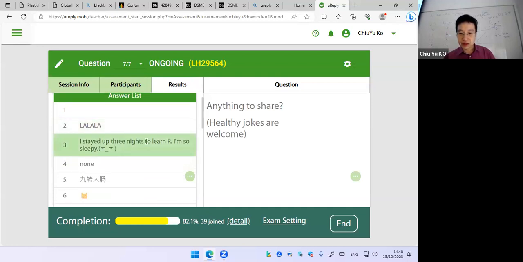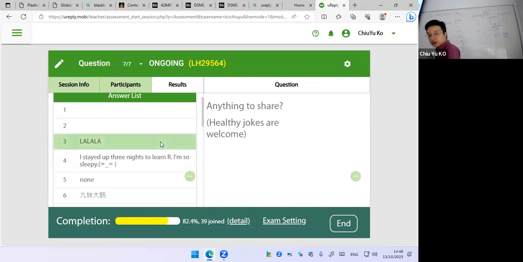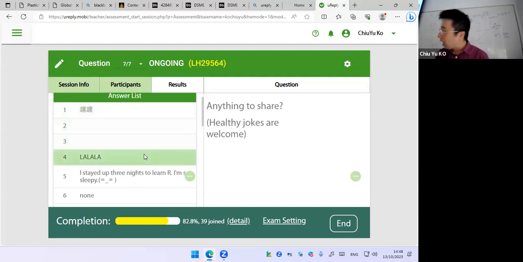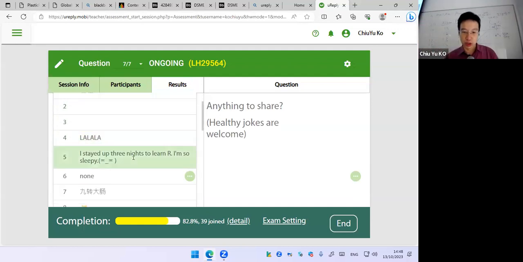I stayed up three nights to learn R. I'm so sleepy. I'm not sure whether we're going to cover R. It depends on how things go. Maybe we can cover R, or at least I may cover R from the undergraduate class in the B.A. lab. So there will be some extra spots that you can go to. I will let you know if you want to learn R.